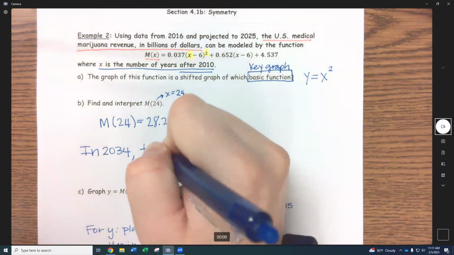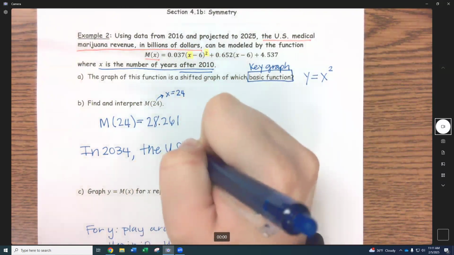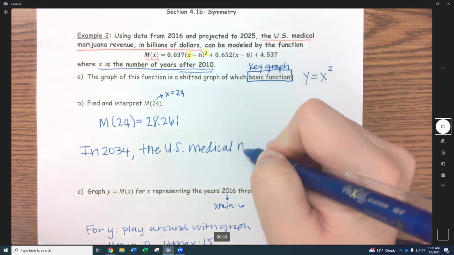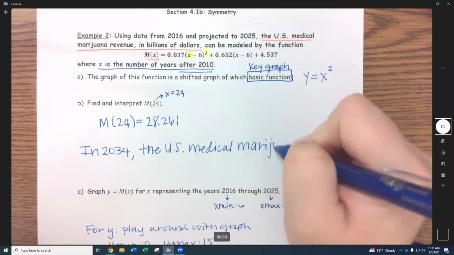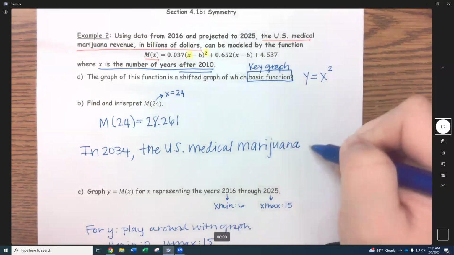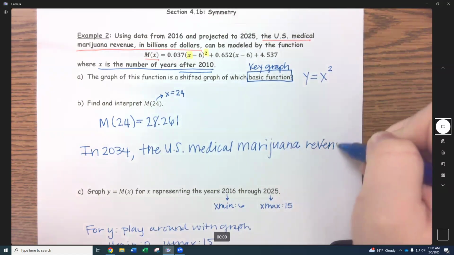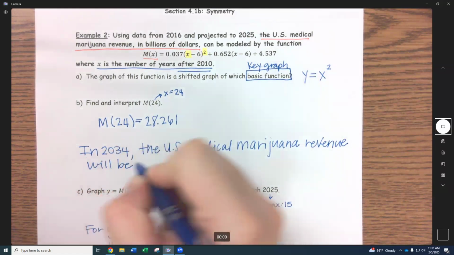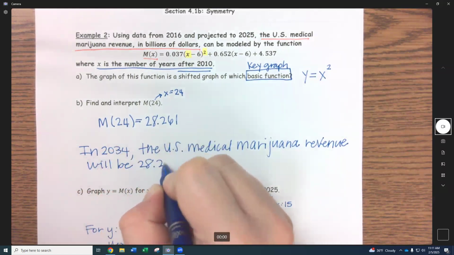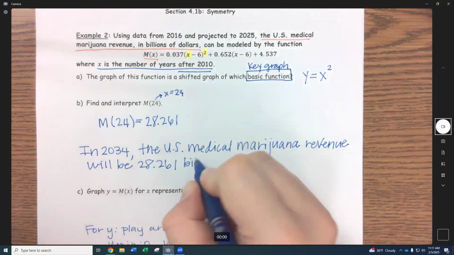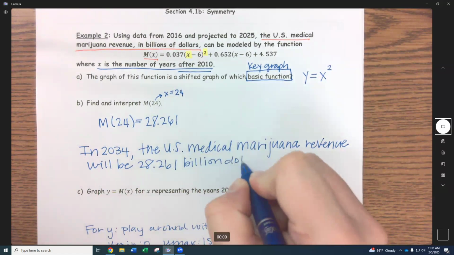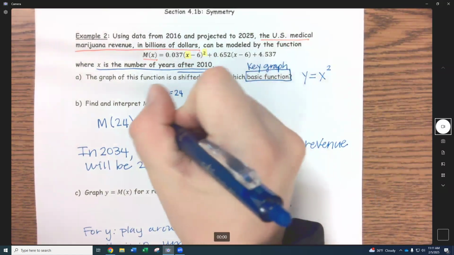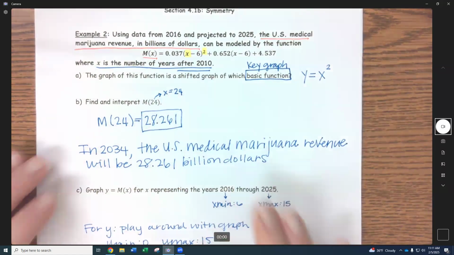So the U.S. medical marijuana revenue will be $28.261 billion. So that is my interpret. The find is just the number. This is my interpret right here.